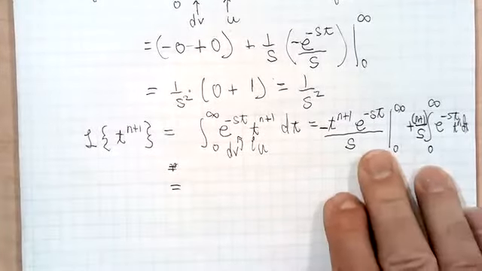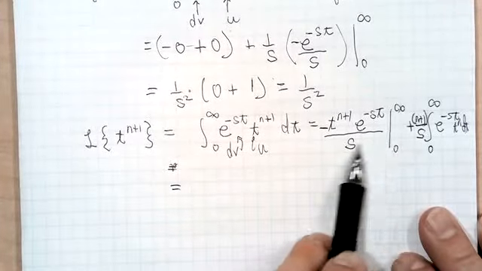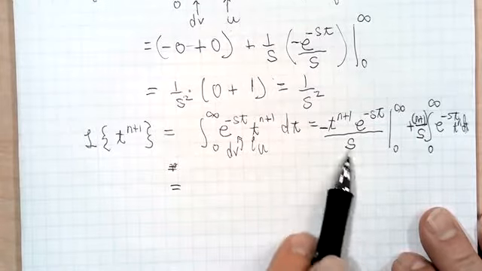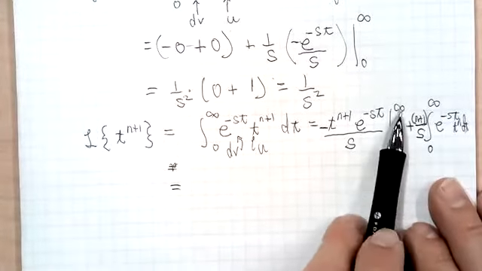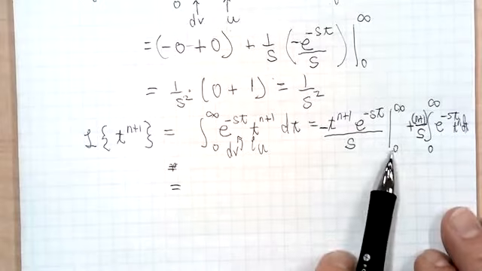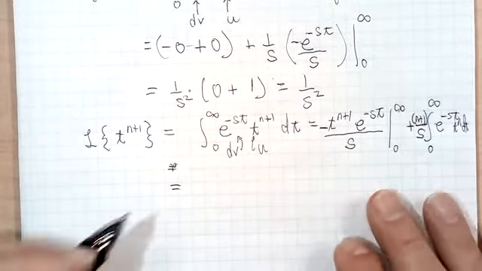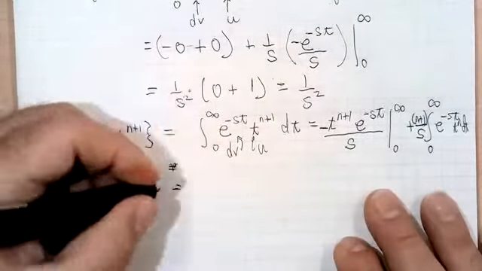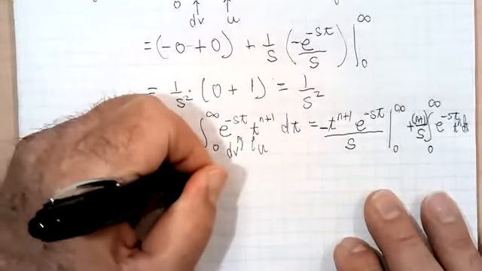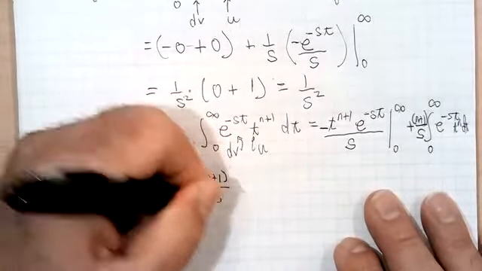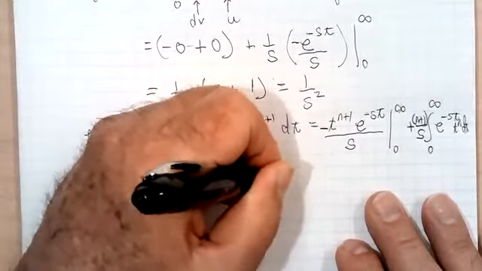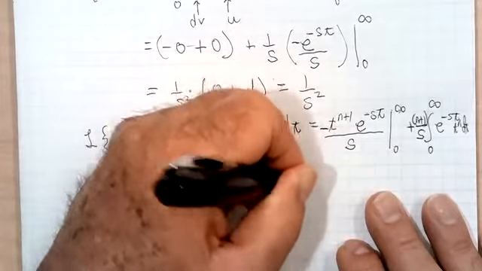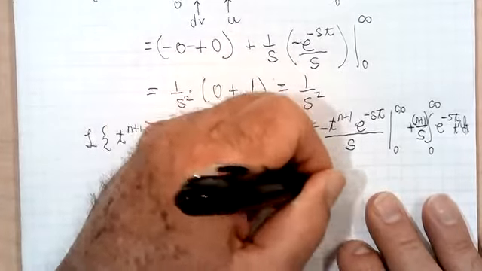You get this thing, and by the way, what do you think this is going to contribute to the sum? Probably 0, right? It's what's happened every single time so far. And you're right, it does. At infinity, this turns into a 0. At 0, this factor turns into 0. So that first part goes away, and you're left with this. N plus 1 over s integral 0 to infinity, e to the minus st, t to the n dt.